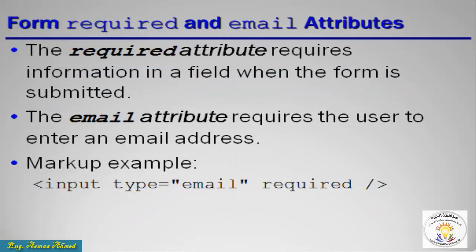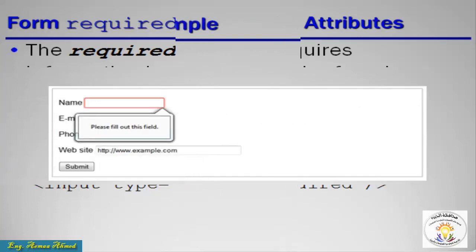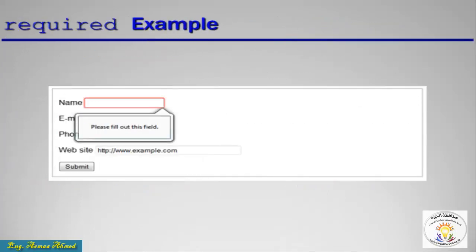Form required and email attributes. The required attribute requires information in a field when the form is submitted. The email attribute requires the user to enter an email address. Markup example: input type equals email required /. Required example.